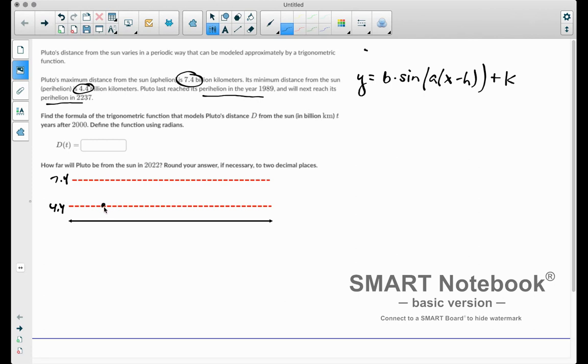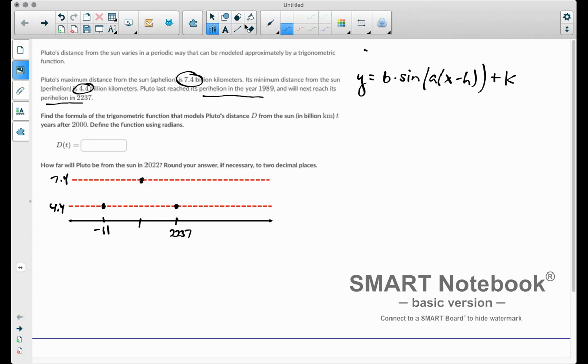Here's the first time they gave us, which is 1989. This is years after 2000, so that's actually negative 11. That's before 2000. Zero is right after that. Then the next time it hits its perihelion, the minimum distance, is 2237. So I'm just going to squish this down here. The next time it's down here, it's 2237. Halfway between, we know it's going to be at its maximum. That's what a sine graph will do.